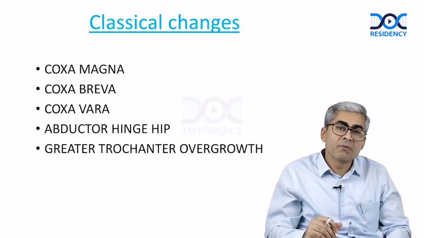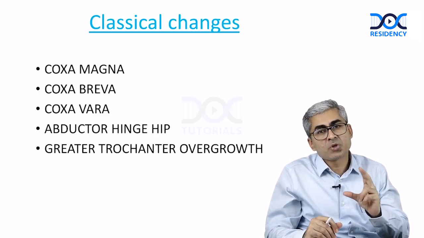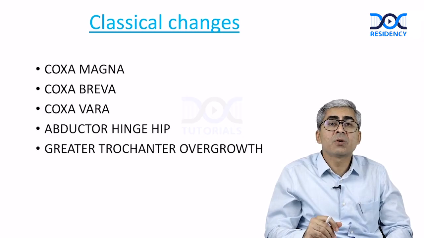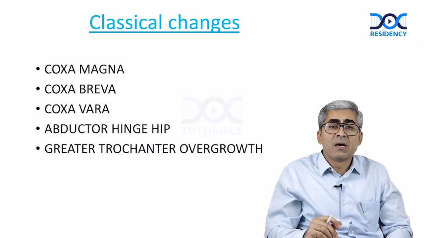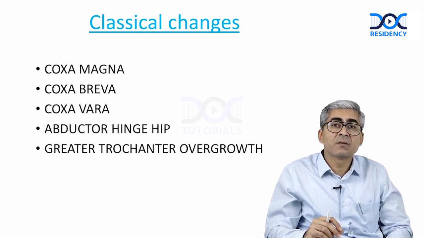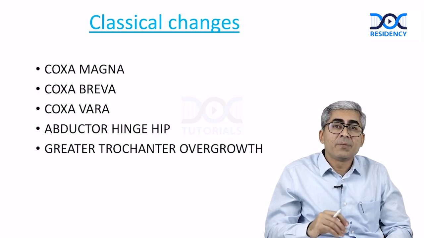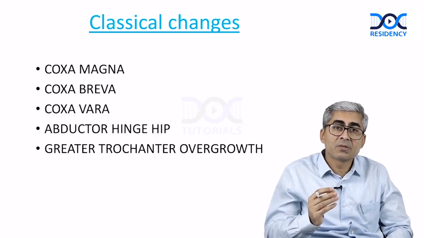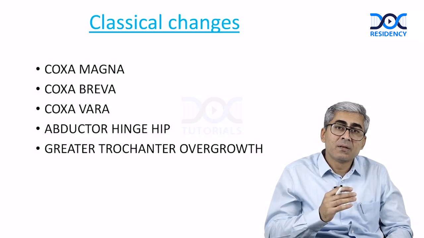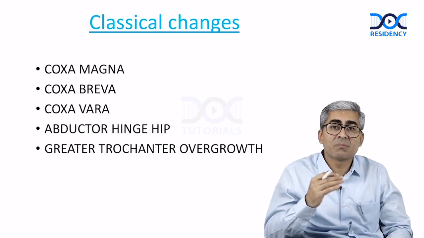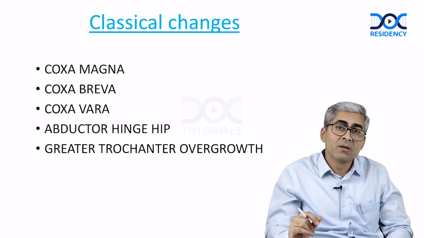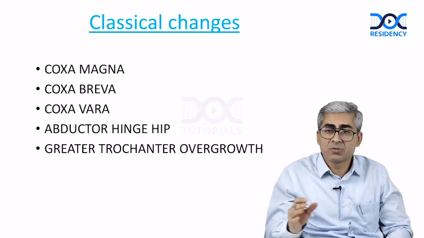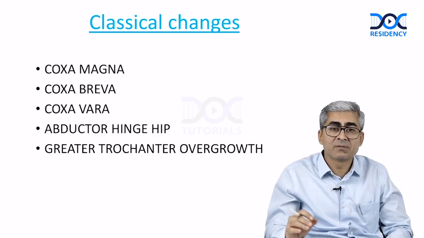We see coxa breva, that means not a small head but a short neck, and then we see coxa vara, that is a reduced neck shaft angle, and we see sometimes hinged abduction, that means the femoral head, instead of abducting at the hip, that is the center of the hip, it starts abducting at the lateral edge of the acetabulum because of the misshapen femoral head, that is collapse, and I will talk about it later on in my coming slides.